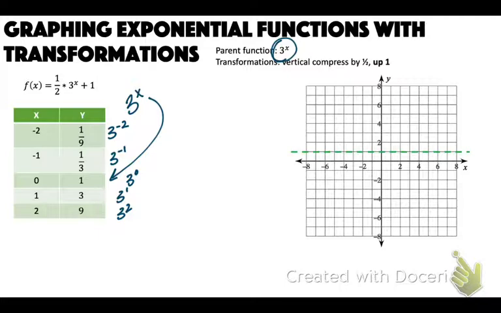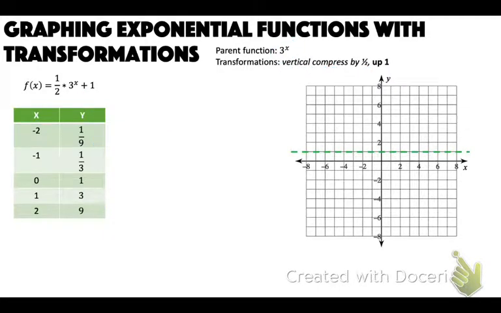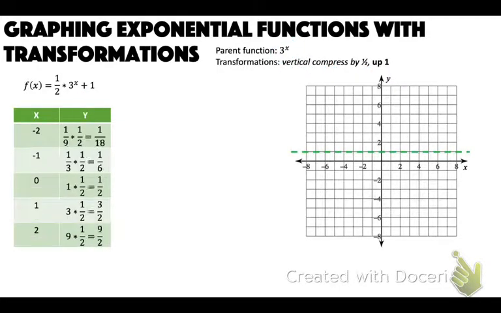And now we need to deal with this vertically compressed by 1/2. So the vertical values are your y values because that goes up and down. So that means I just need to multiply all of these values here by 1/2. And that will vertically compress this for me by 1/2. So if I multiply them all by 1/2, I get 1/18, 1/6, 1/2, 3/2, and 9/2.